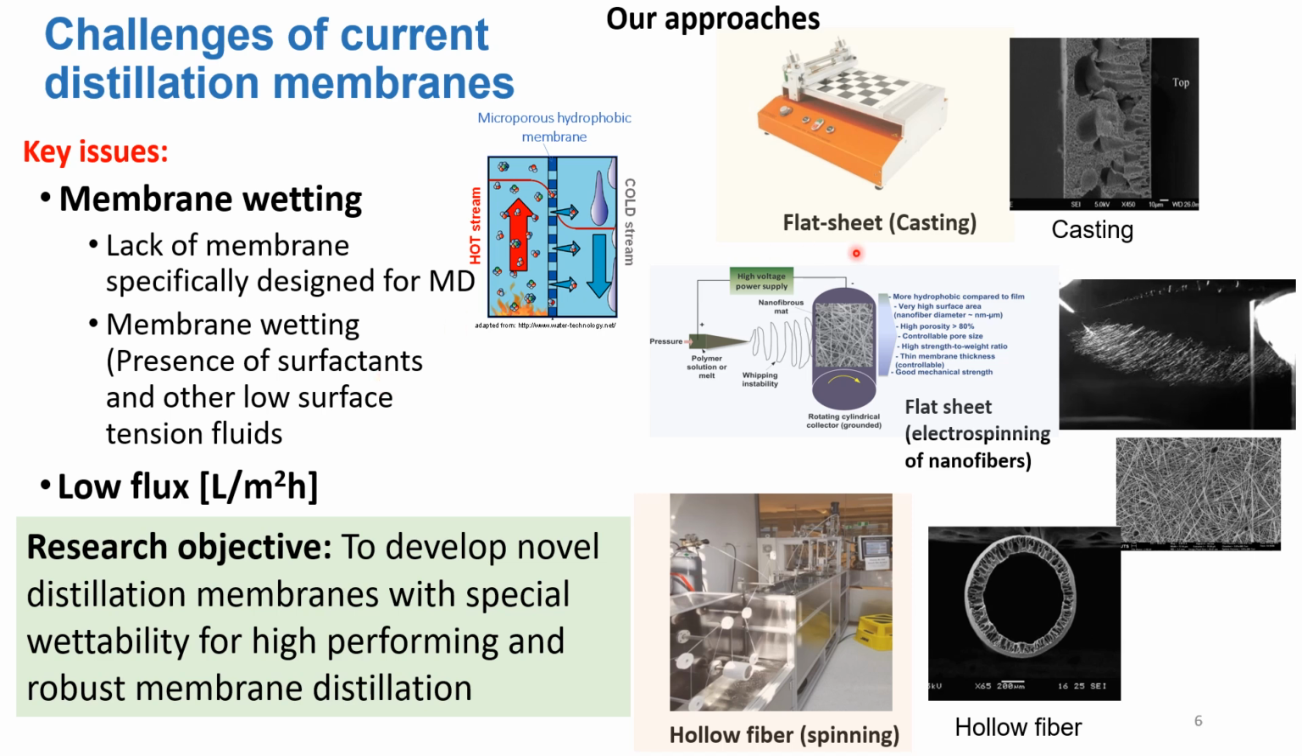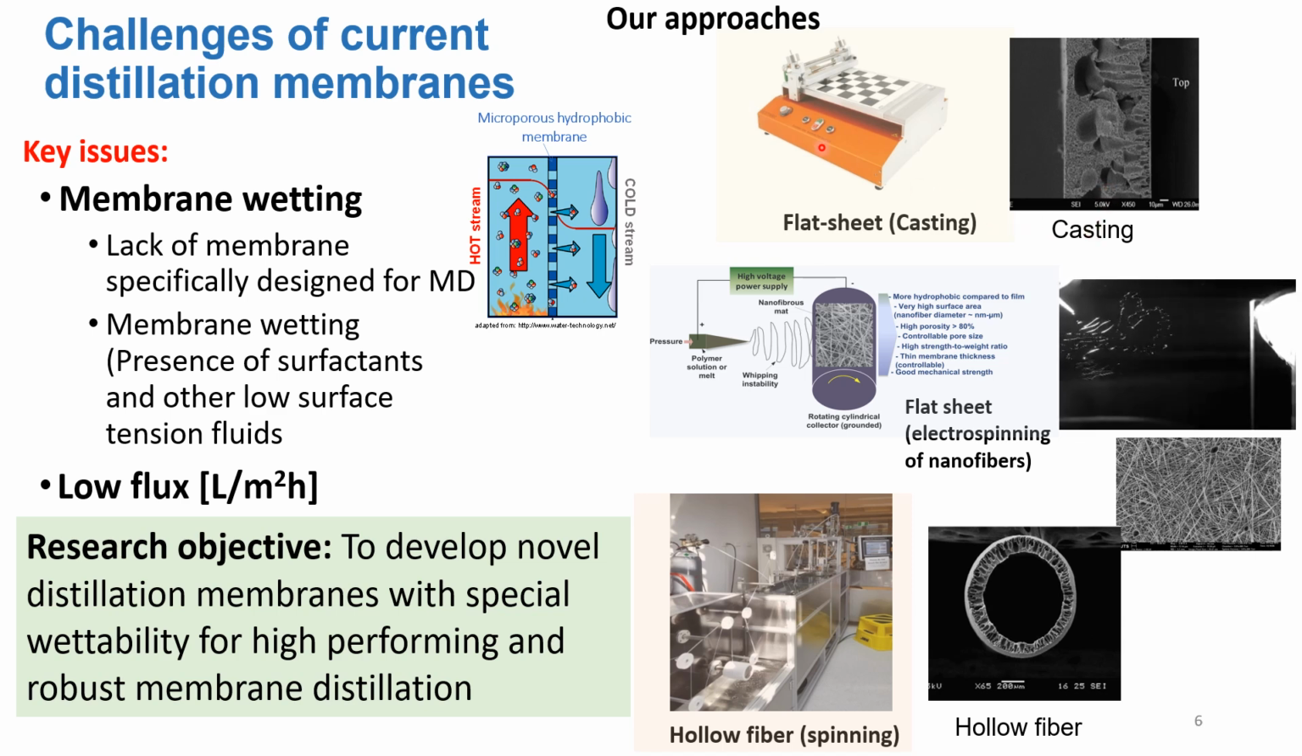Our approaches for these membrane fabrication techniques are three. The first one is the conventional flat sheet casting, or phase inversion membranes. We can see a flat sheet membrane here. This is the top side. This is the back side, wherein you can control the various pore properties: the pore sizes, the porosity, and the thickness of the membrane, so that you can also control the performance of that membrane.